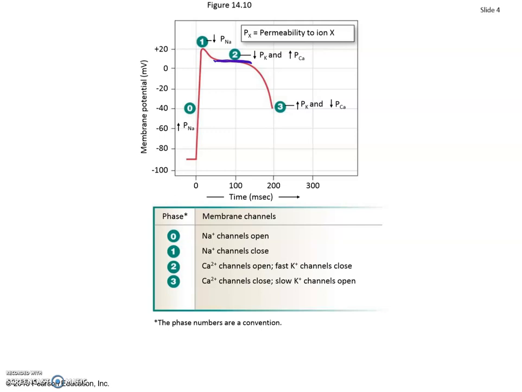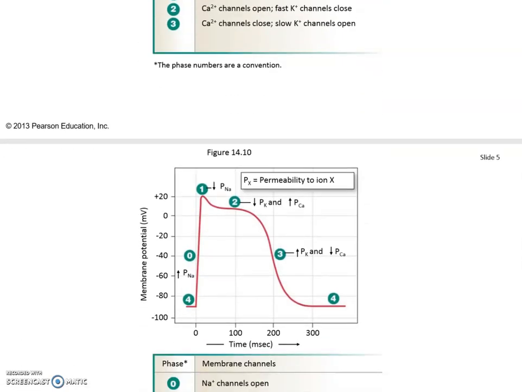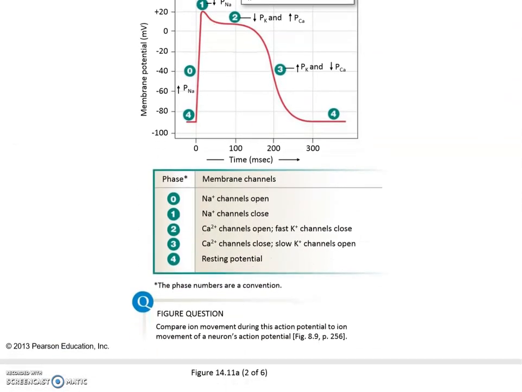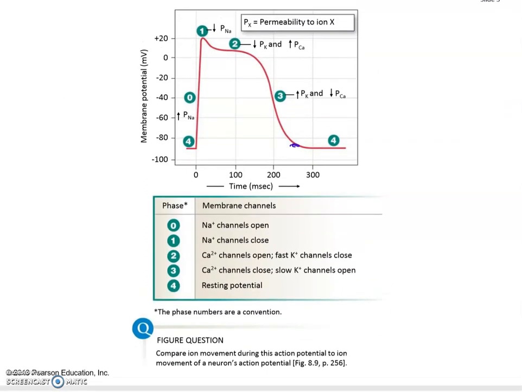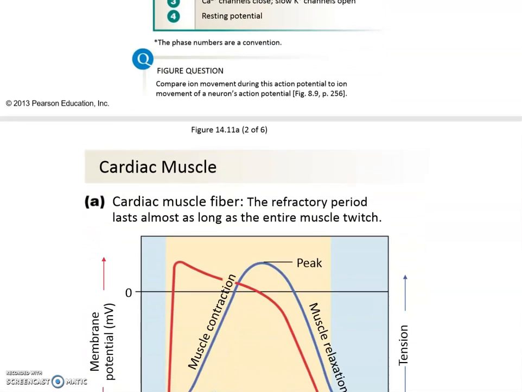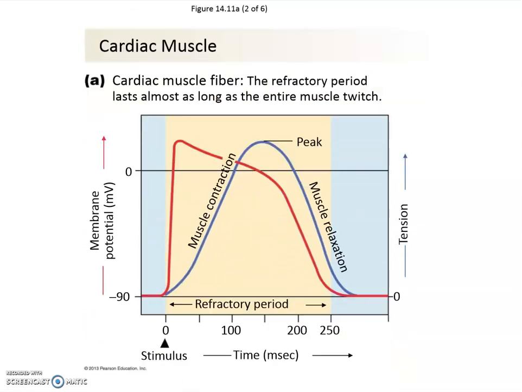Eventually the permeability of potassium keeps increasing and calcium is decreasing, and so now the leaving of these positive charges from potassium brings down the membrane potential all the way back down to minus 90 millivolts, where we're going to be at rest again. So then we have reached the resting membrane potential again. Let's take a look at the timing of all of this.